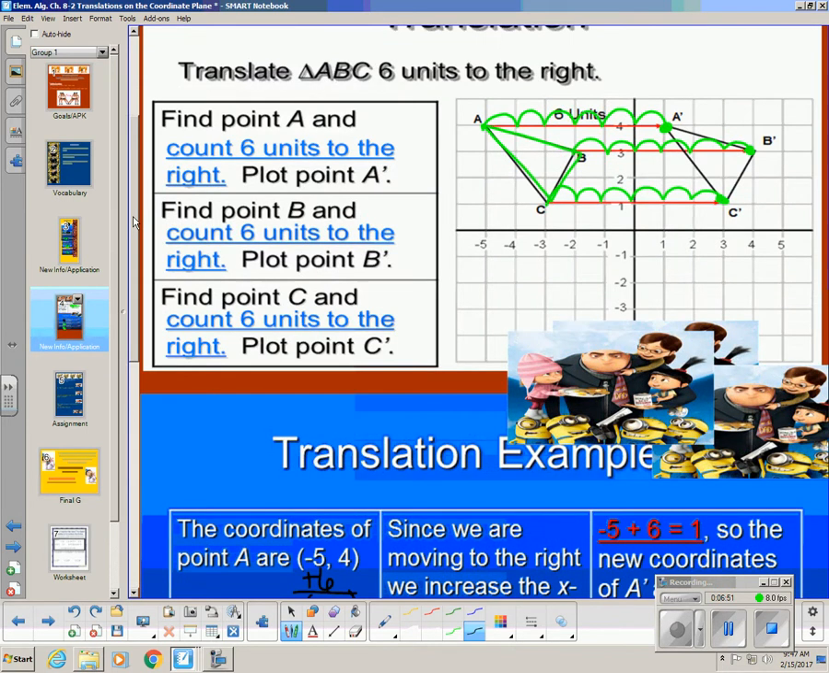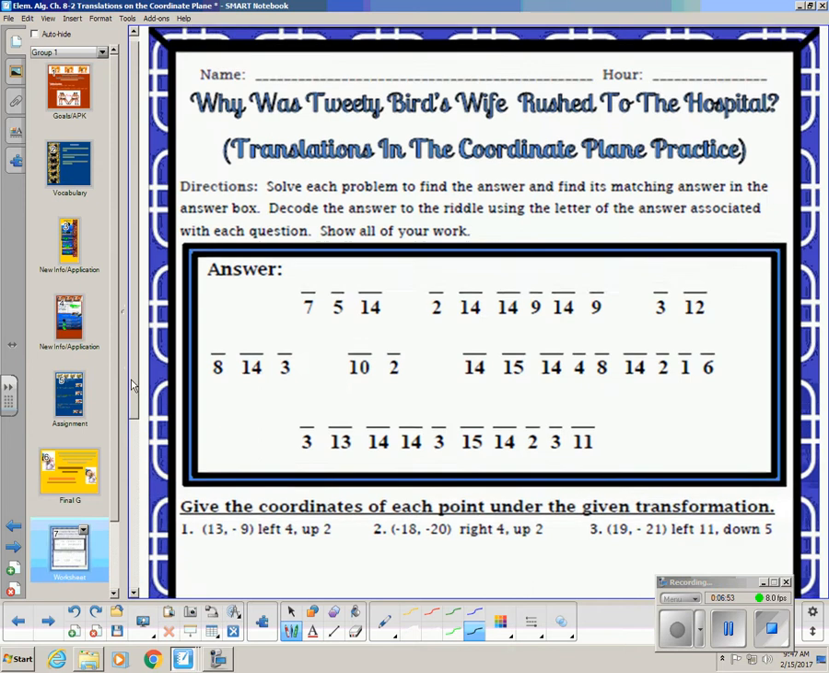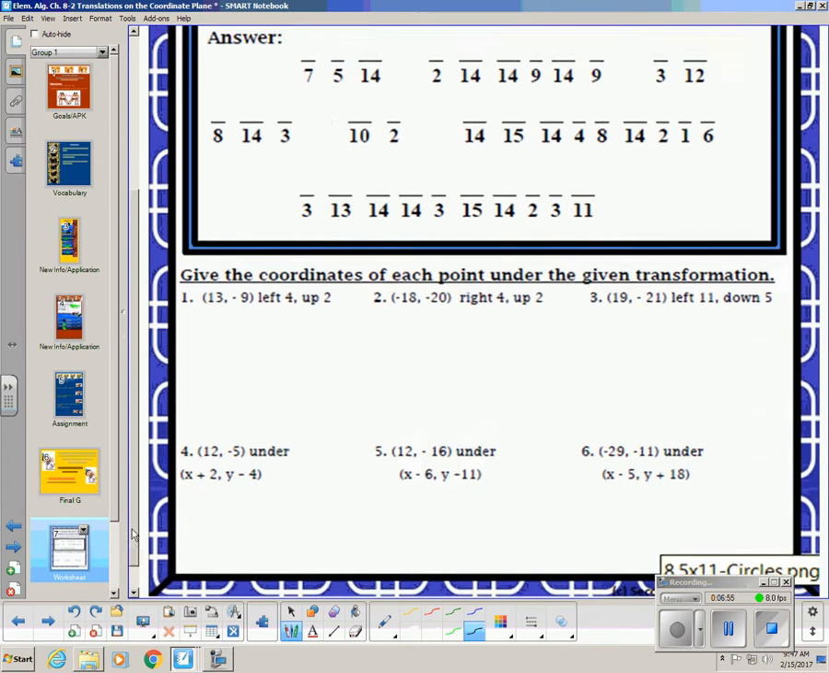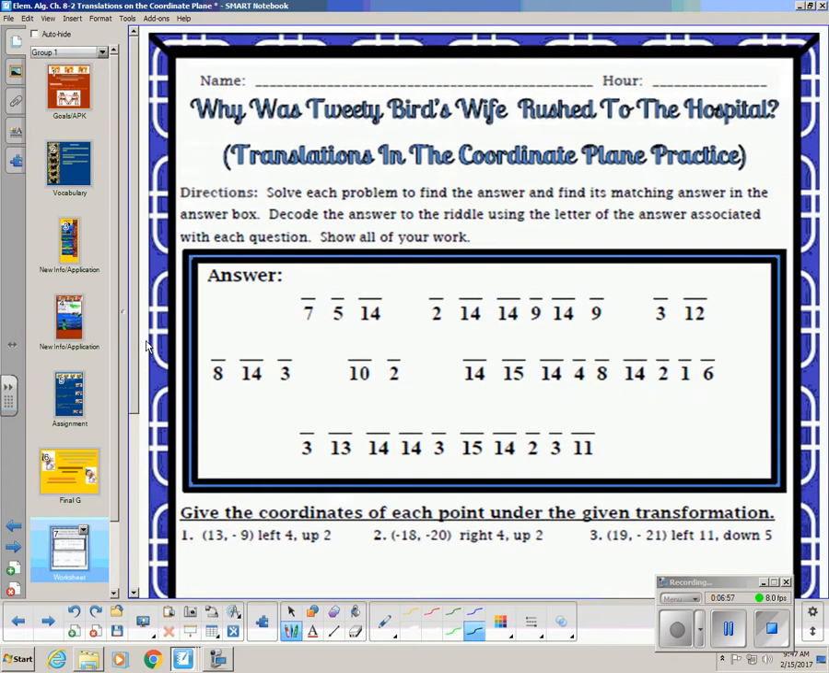Okay. The homework assignment for this lesson is a worksheet. It's a riddle worksheet. So you're actually answering just a couple of questions here. It is 2 pages long, so just be aware. The riddle is, why was Tweety Bird's wife rushed to the hospital? What you are going to do is solve the problem and then find its matching answer in the answer box, and then you're going to use the riddle to decode.